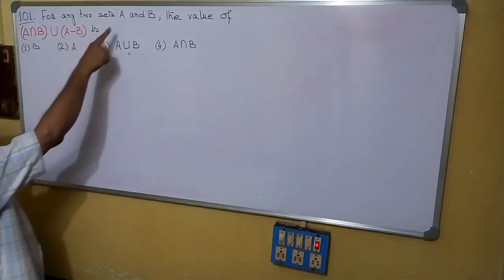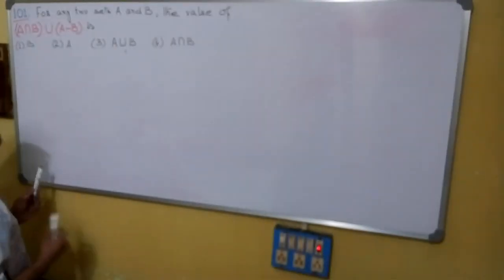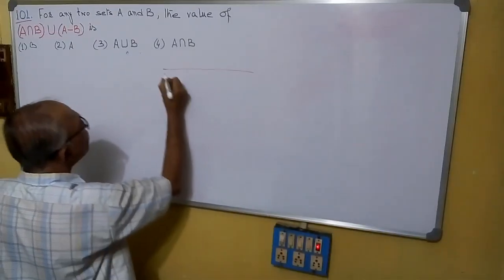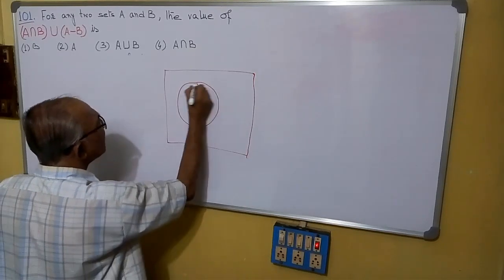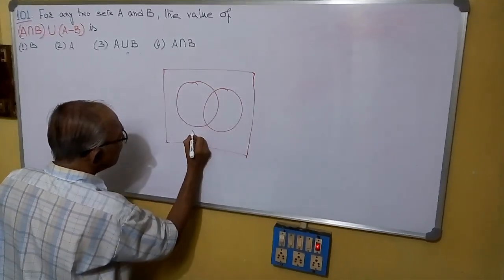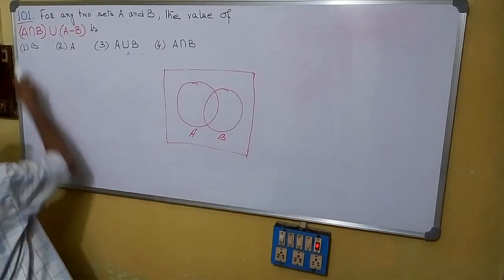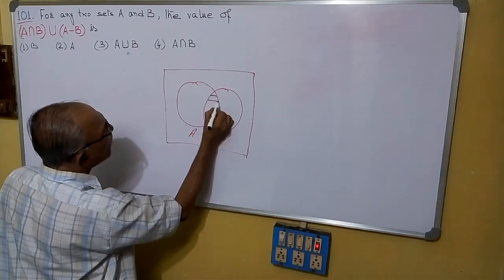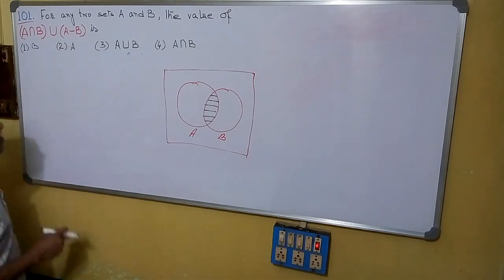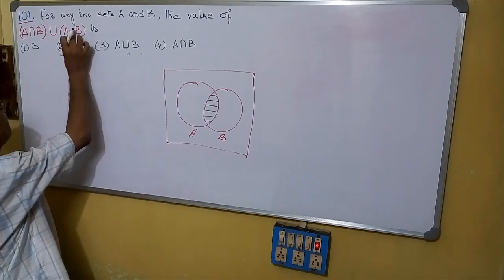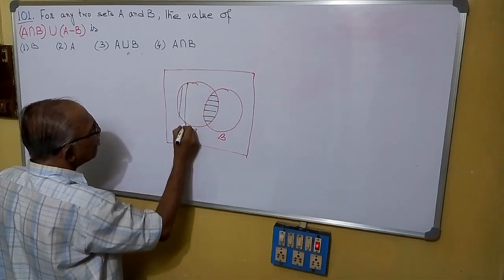Now see this sum. For any two sets A and B, the value of A intersection B union A minus B. Suppose this is the universal set. This is set A and this is set B. First of all, A intersection B, this one represents A intersection B. And the difference A minus B: from A, we have to remove the portions of B. So that will give us this zone.